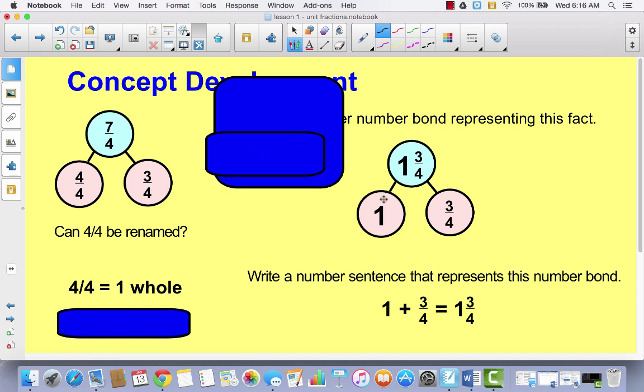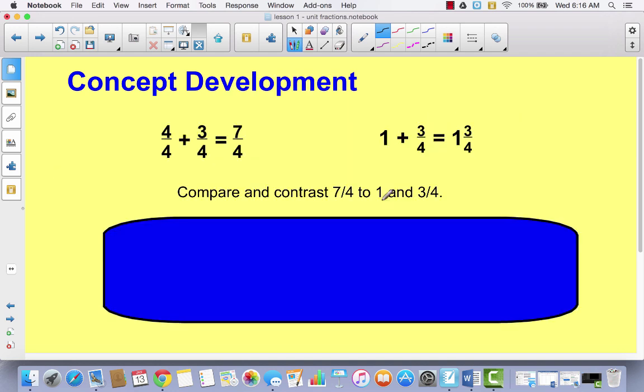You don't have to keep those strips of paper. You can just put them in your math journal for right now if you want to go back and reference them. But go ahead and get out your problem set.